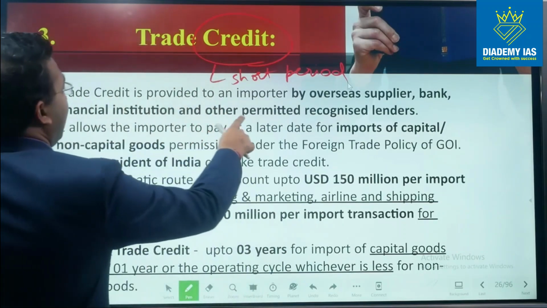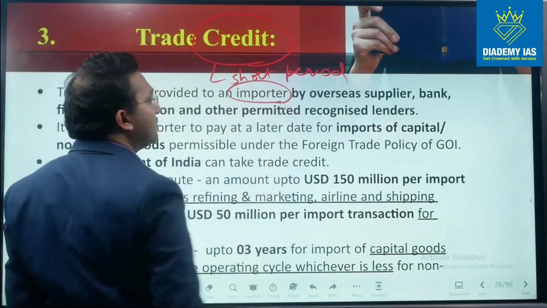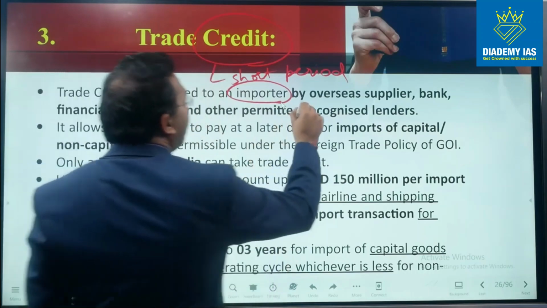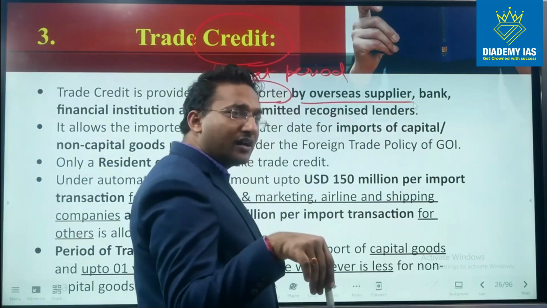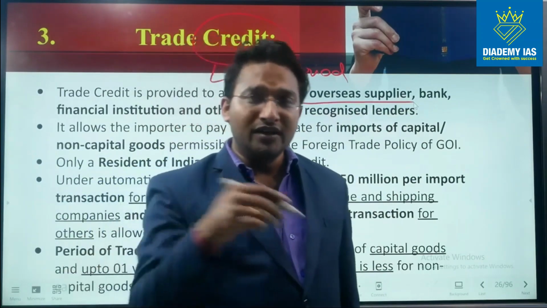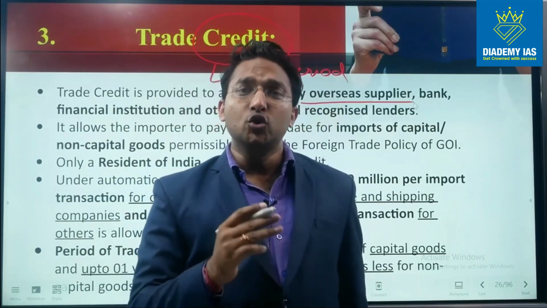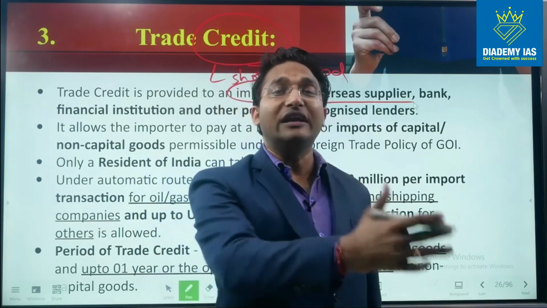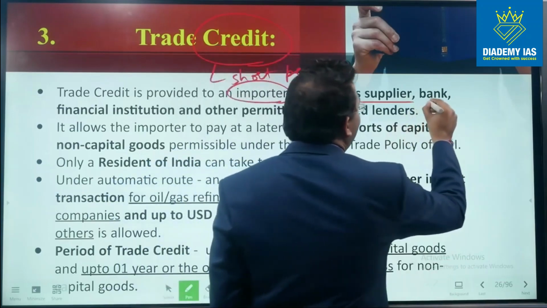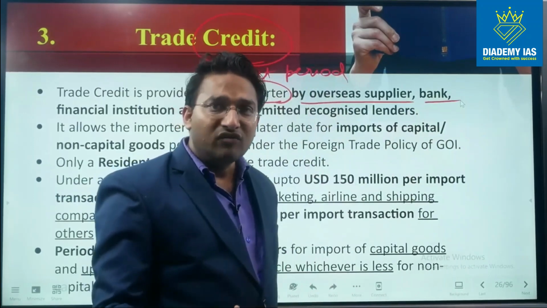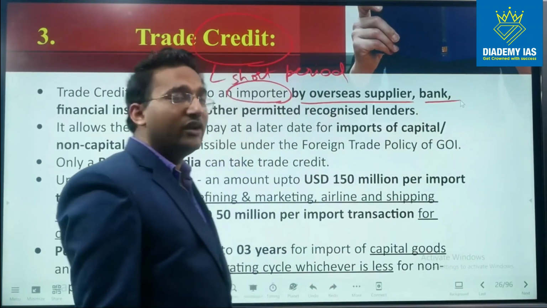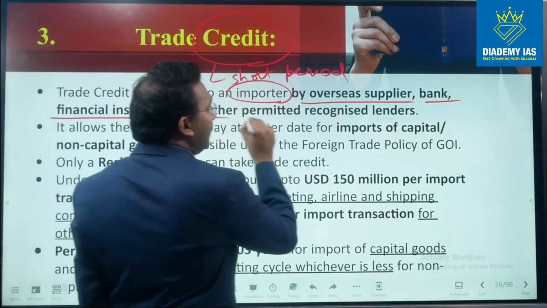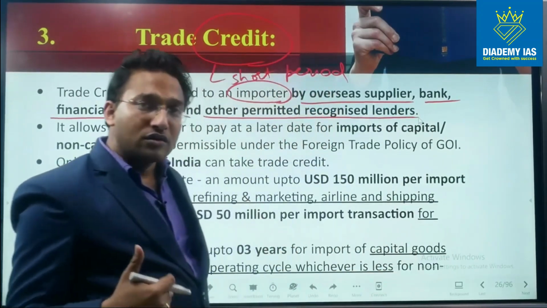Trade credit is provided to an importer. Who gets it? The person who is the importer, importing goods and services, from an overseas supplier. Either the supplier will be giving the credit, the supplier will say, okay, you take the machinery of $1 lakh and you pay the payment after 1 year. That is credit for 1 year. Or maybe the bank will say, okay, you take the loan for buying the machinery from USA and you give us after 1 year, 2 years. Or any financial institution or other permitted recognized lenders. So they are providing the loans.